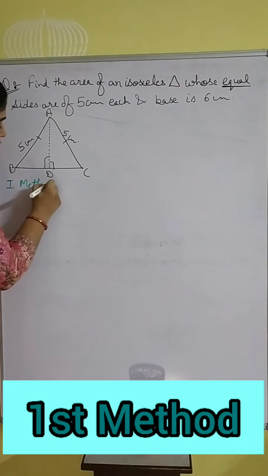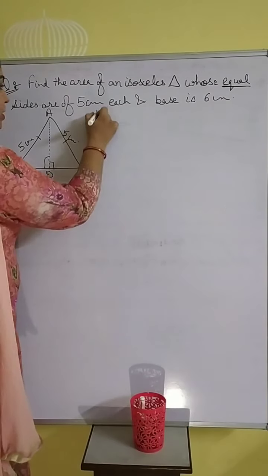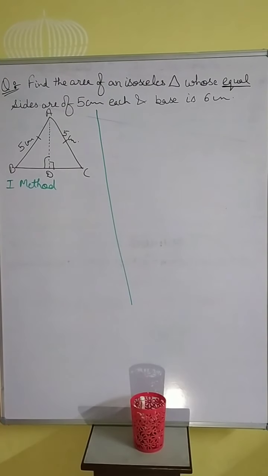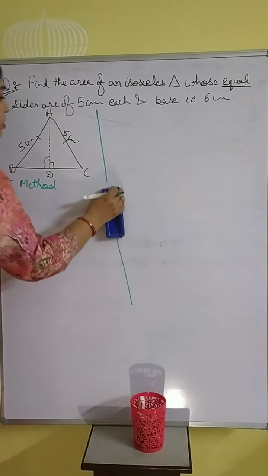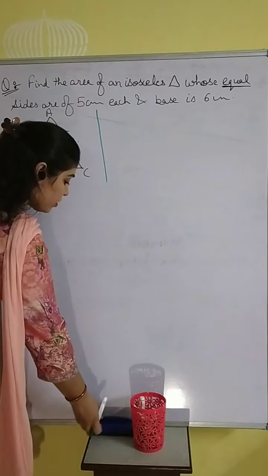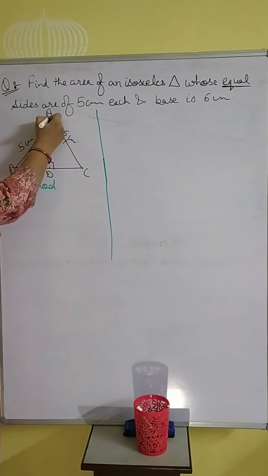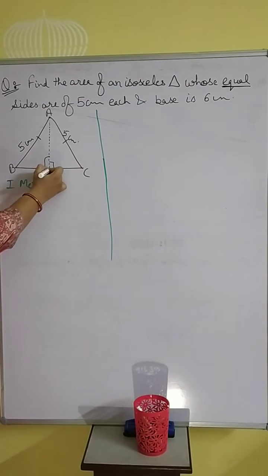We can find out the area by using different methods. Come to the first method. In this method, we are going to use the property of an isosceles triangle, and that property says if we draw a perpendicular from the opposite vertex to the base, then this perpendicular bisects the base.